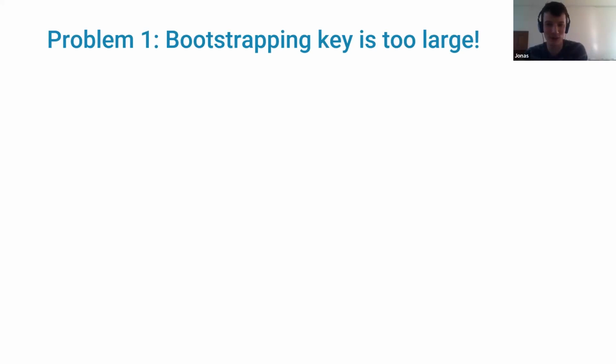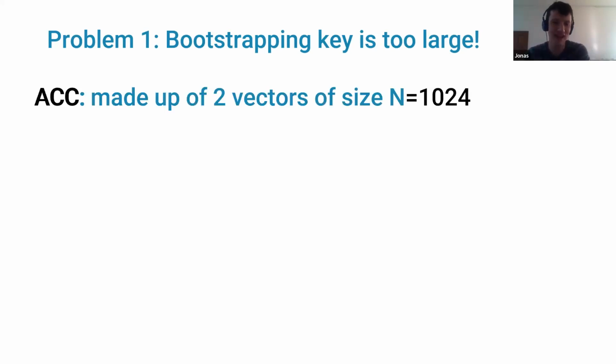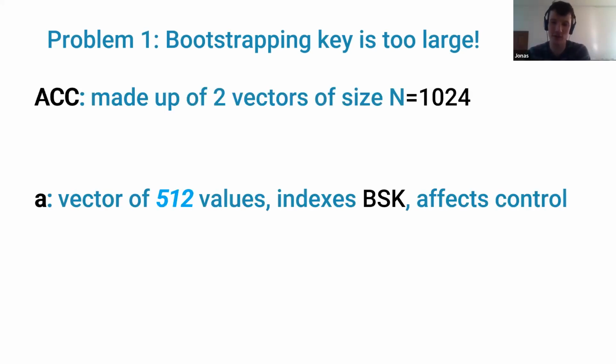The bootstrapping key on FHEW is just way too large. There were several inputs for FHEW. You have an accumulator, which is sort of your normal input. It consists of two vectors of size 1024. That's no problem for loading in. It also has a vector A, which is a vector of 512 values, which indexes the bootstrapping key and also affects the control flow of any FHEW scheme.